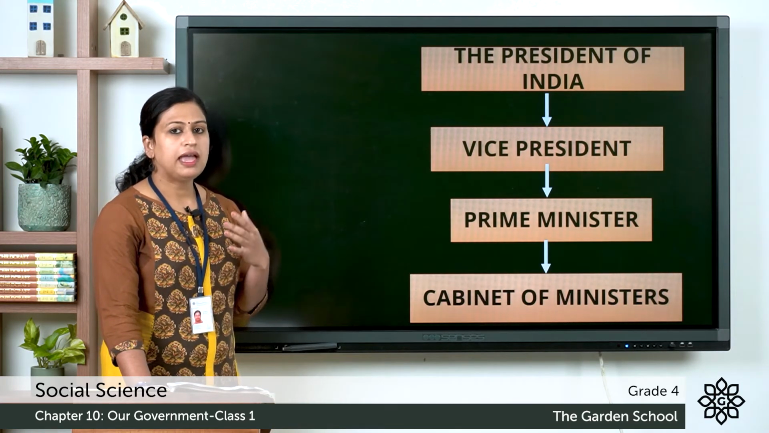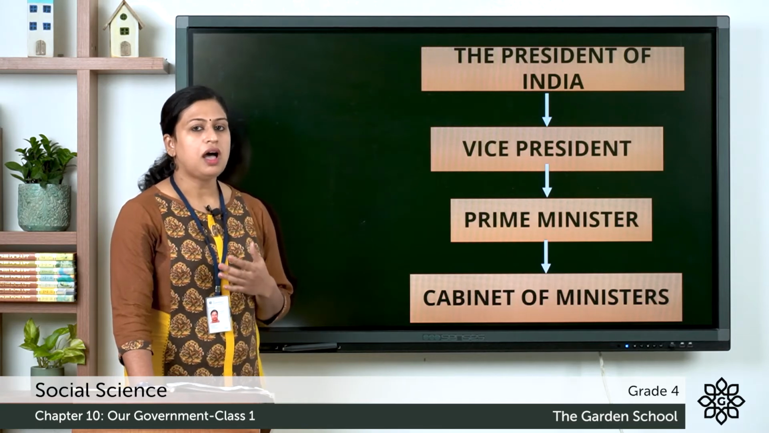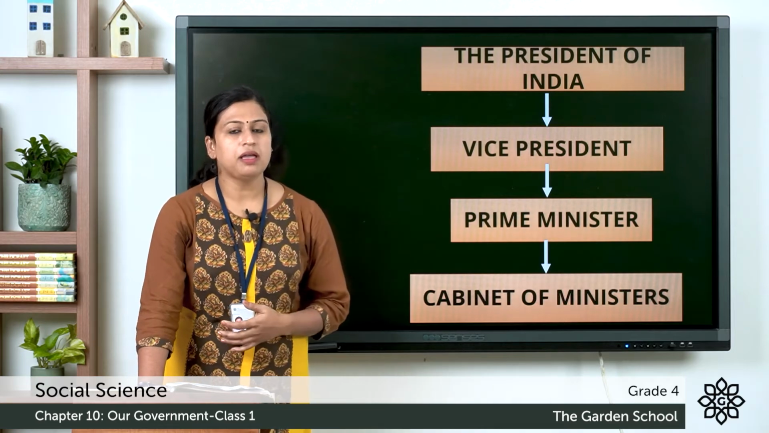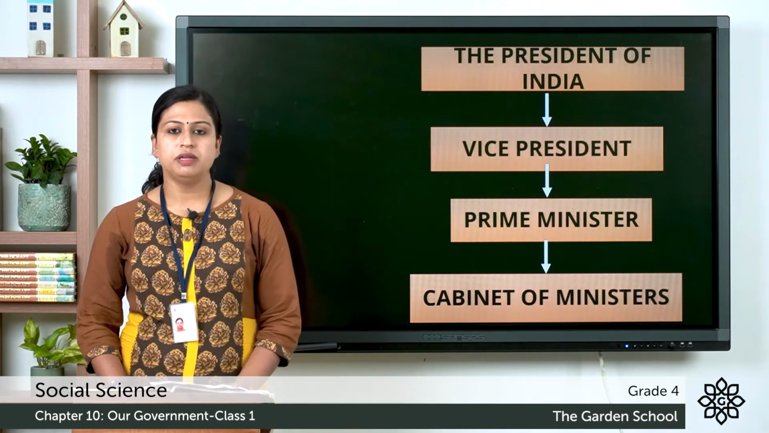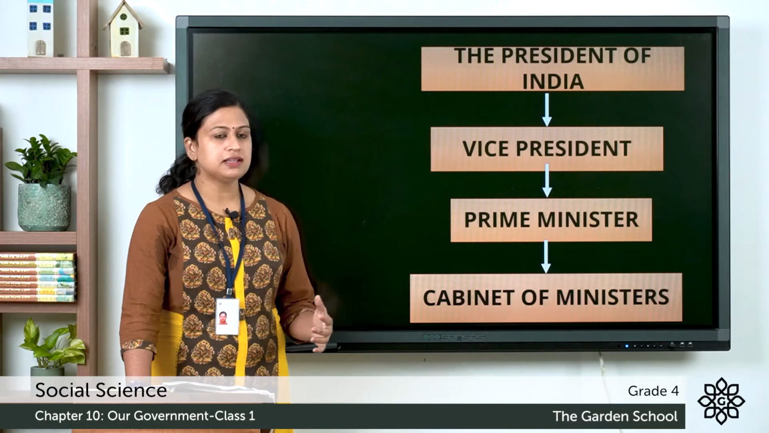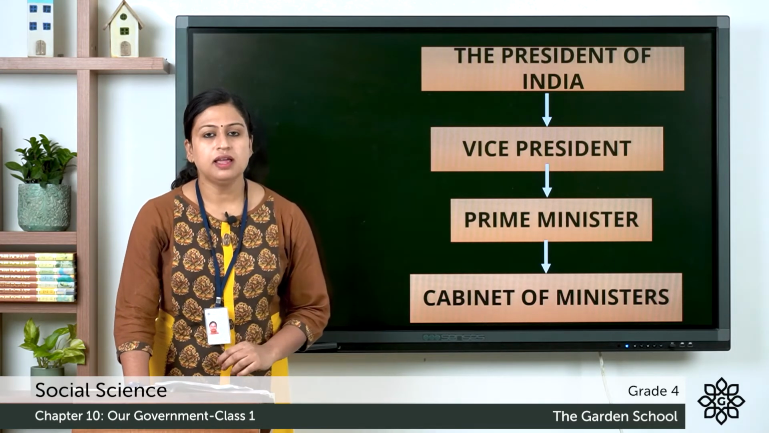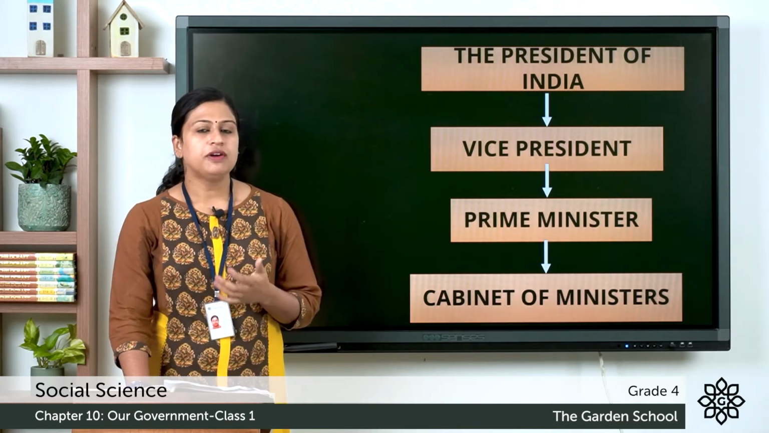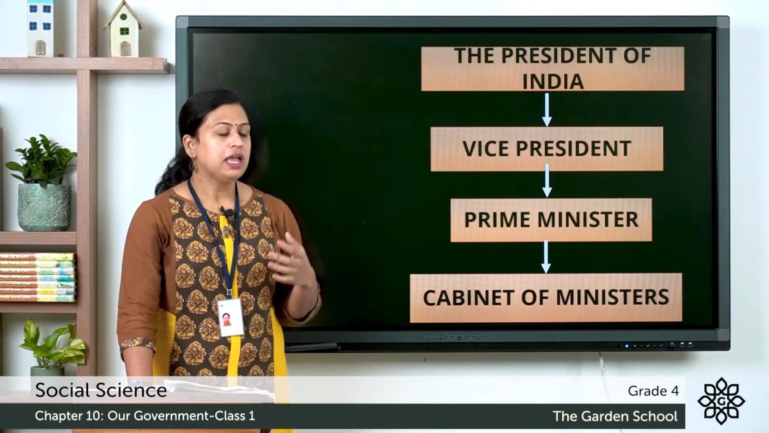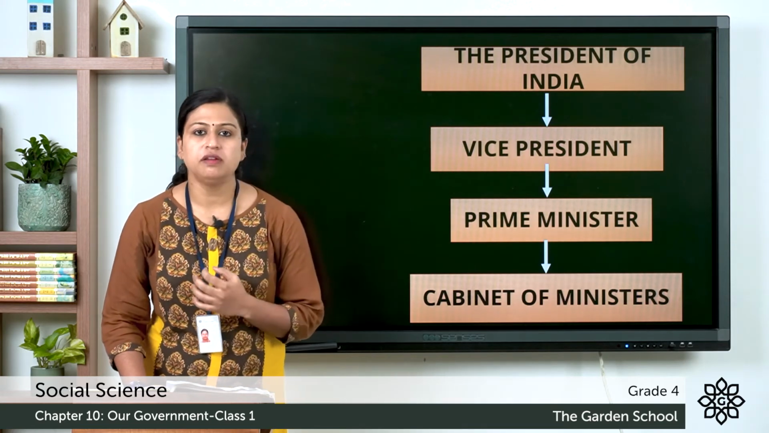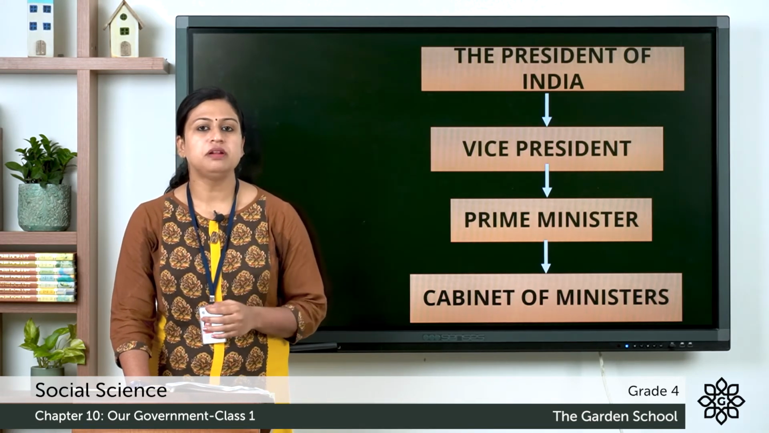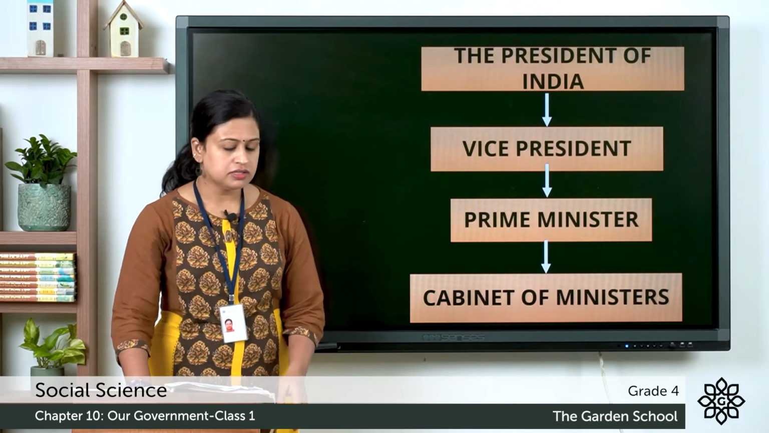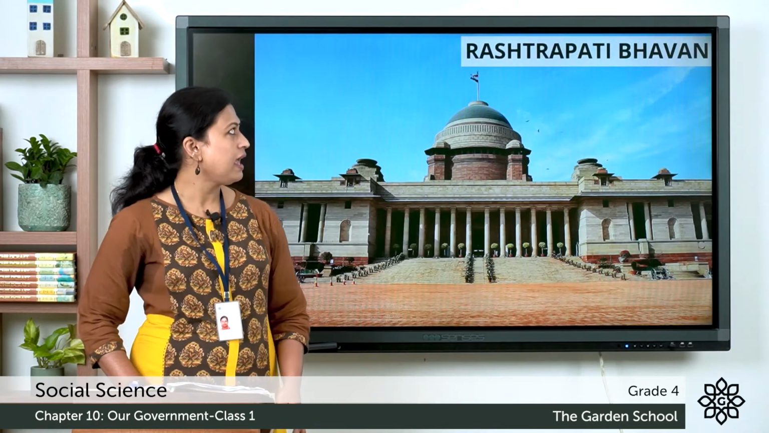So, you can see the head of the executive is the president. Under him comes the vice president, then the prime minister, and under prime minister comes the cabinet of ministers. So, cabinet of ministers are chosen by the prime minister and they are in charge of different ministries and departments. For example, railway department. So, the head of this department is the railway minister and he is responsible for the proper functioning of the railway department of our country. So, this was about the structure of executive.